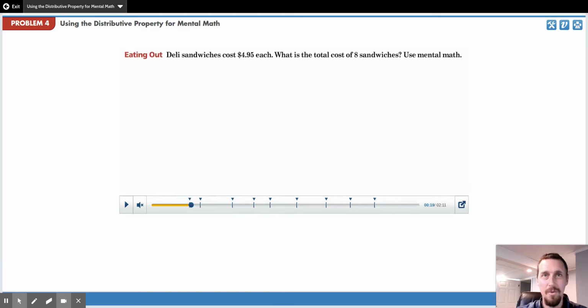Alright, let's do another one. So here's a cool thing about the distributive property: you can use it to figure out mental math problems more easily. Some of you might be doing this already and not even know it. So in this question, we've got deli sandwiches are $4.95 each. What is the total cost of 8 sandwiches?